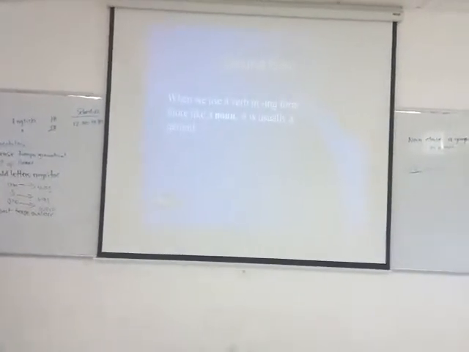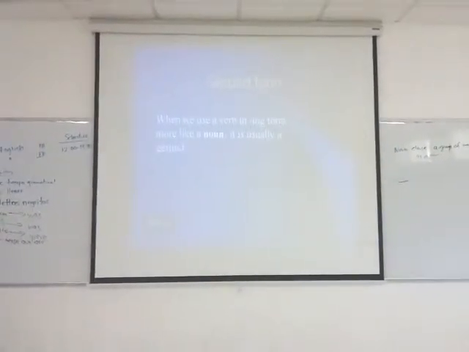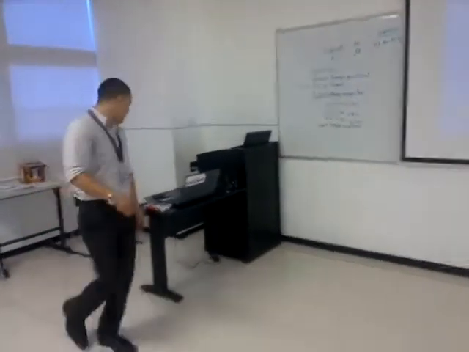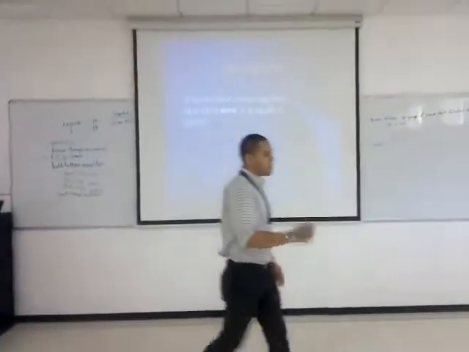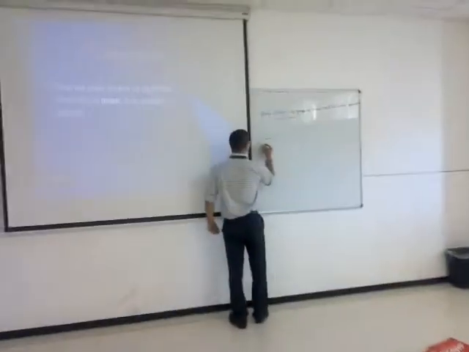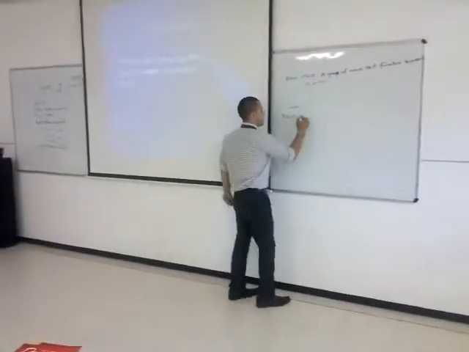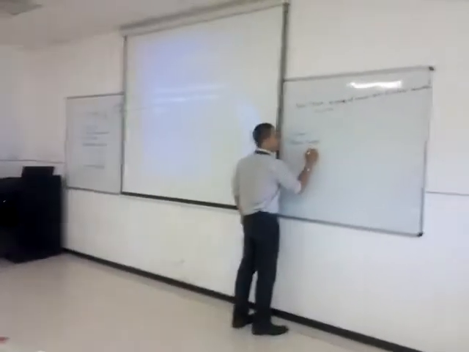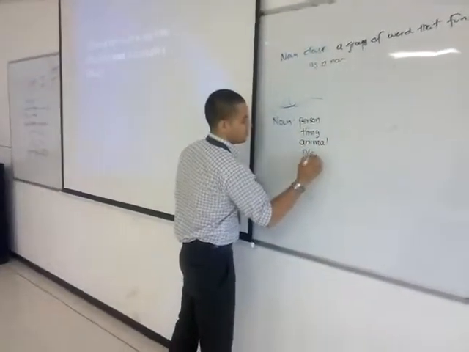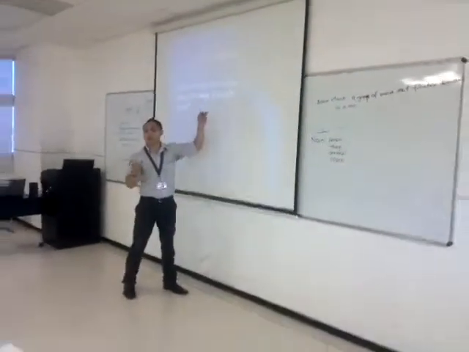Gerund form, it says, when we use a verb in ing form, more like a noun, it is usually a gerund. Now, do you remember what a noun is? What's a noun? Person, thing, animal, place. Exactly, that's a noun. So every time we talk about a noun, we talk about everything that surrounds us, right? Okay, so in this case, the ing is going to work like a noun.